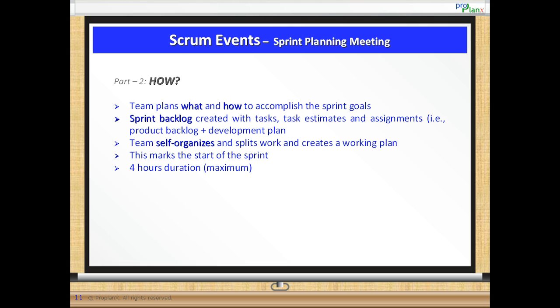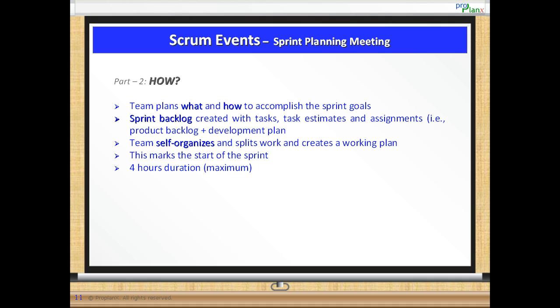Sprint planning meeting continued. The team determines how to accomplish the sprint goal by creating a working plan of tasks and assignments in the second part of the sprint planning meeting. In this meeting, the development team creates a list of tasks, task estimates, and assignments, thus creating the sprint backlog. Therefore, the sprint backlog is nothing but the product backlog, but with the detailed development plan for the sprint.